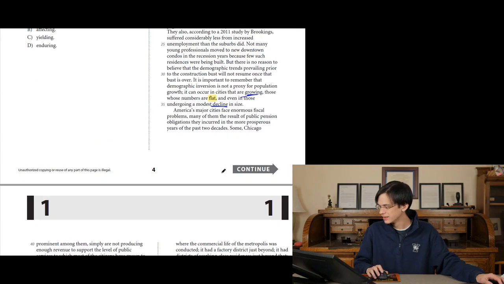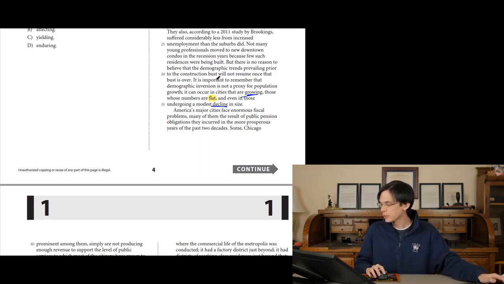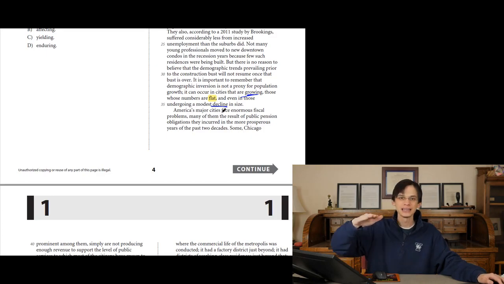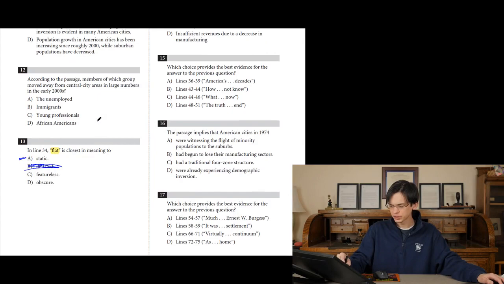Featureless. Those that are growing, those whose numbers are featureless. Featureless means it lacks features. Like you might think a sculpture has tremendous facial features, right? You could see the features. It's very physical. But something that's featureless means that it has no discernible features, no discernible shape or texture or pattern. So are we talking about these numbers being featureless? It means that we can't determine anything from them? No. We're talking about just quantitative stagnation or static growth. So it can't be featureless.